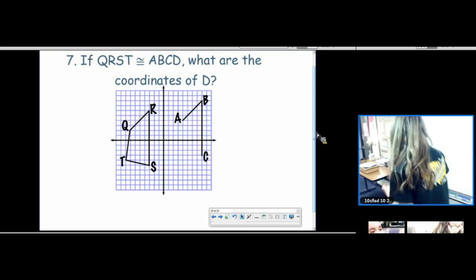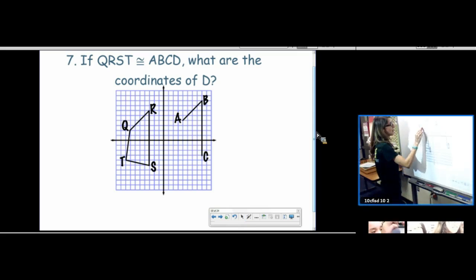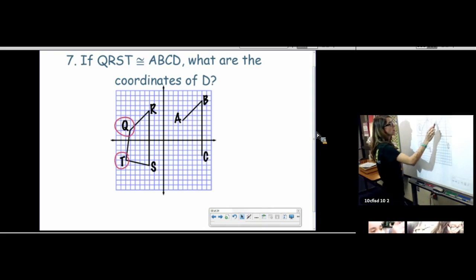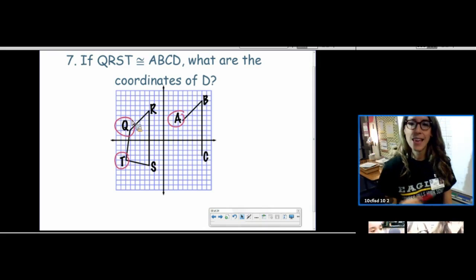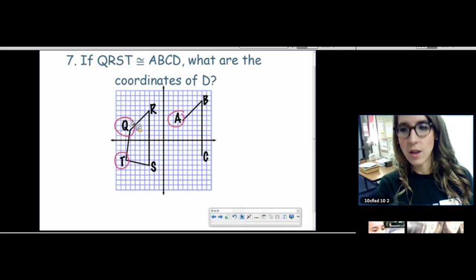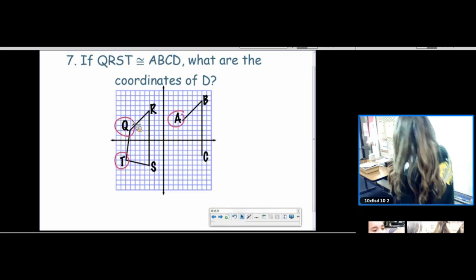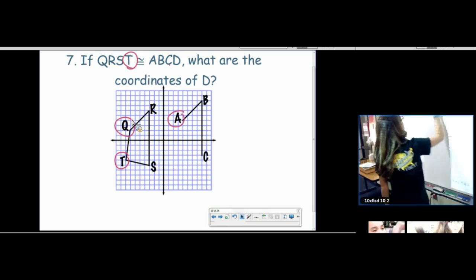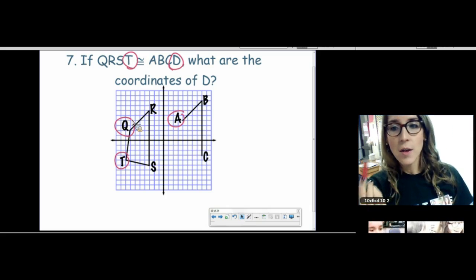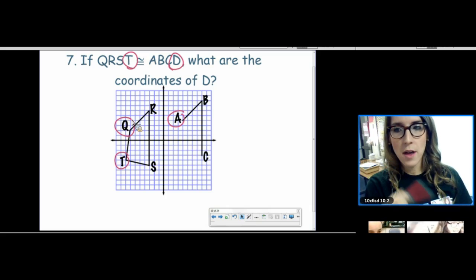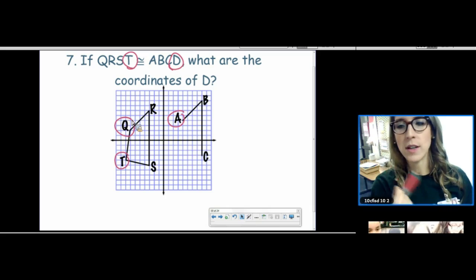So you can either figure out, how do I get from Q to T, and you can start at A and go the same way. You could also say, how did I get from S to T, and you could go the same way. We know that T corresponds to D, so that's the one we want to keep our eye on. Where does T lie in reference to Q? That will help us find where D lies in reference to A.